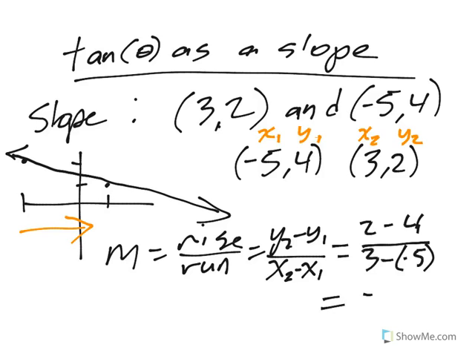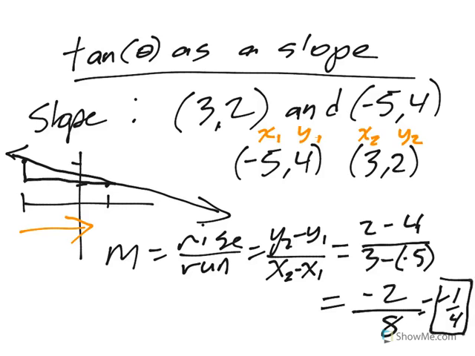That's just going to be negative 2. 2 minus 4 is negative 2, over 3 minus a negative 5, which is the same as 3 plus 5, so that's positive 8, which reduces to negative 1/4. So I'm thinking, okay, this is going down 1 every time it goes over to the right 4. So it has a slope of negative 1/4. Now that was a bit of a calculation. Not too awful, but some work.